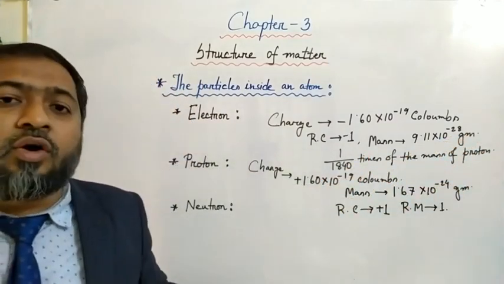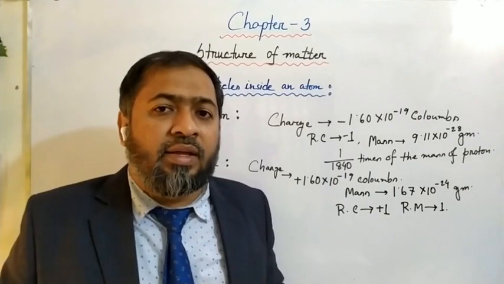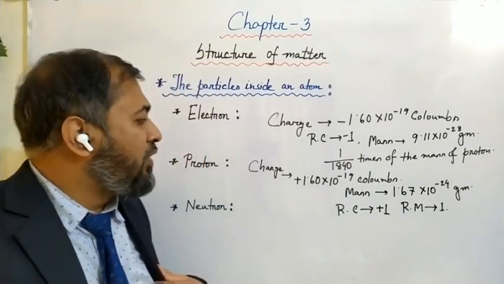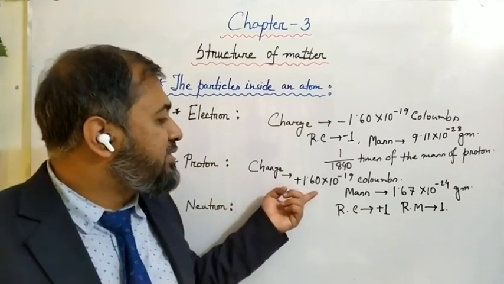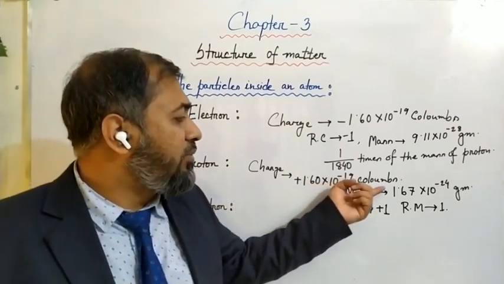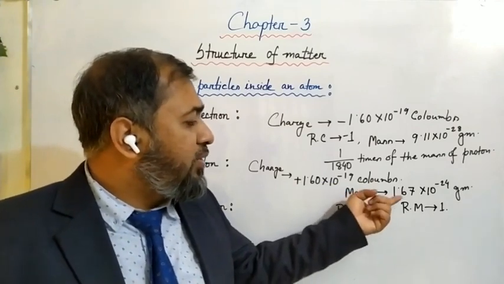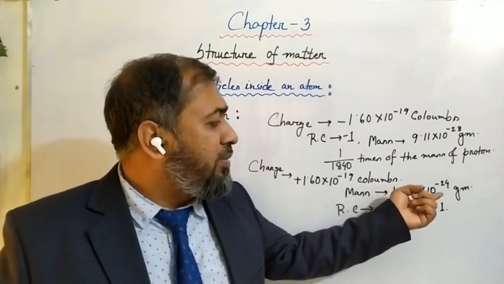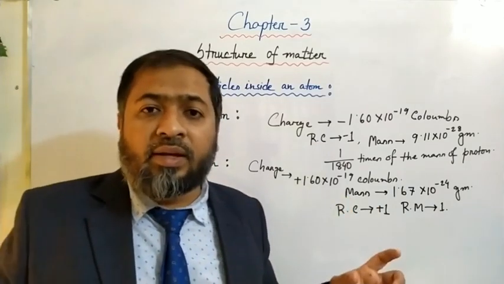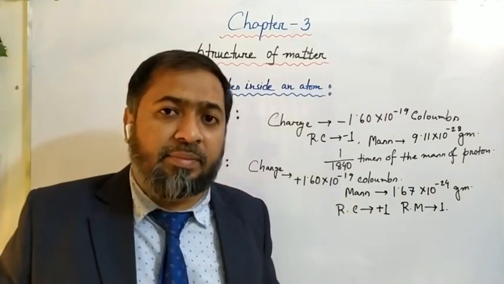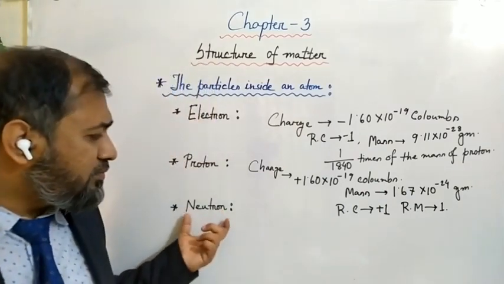So it is considered almost zero mass while we consider the total mass of the atoms. On the other hand, the charge of proton is 1.60 into 10 to the minus 19 coulomb, which is considered plus 1, and the mass is 1.67 into 10 to the power minus 24 gram, which is considered 1 as relative mass. Now the last one, which is neutron.